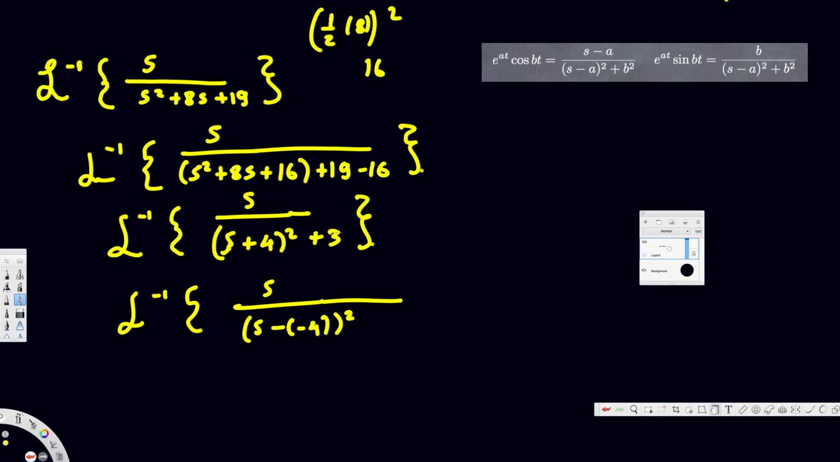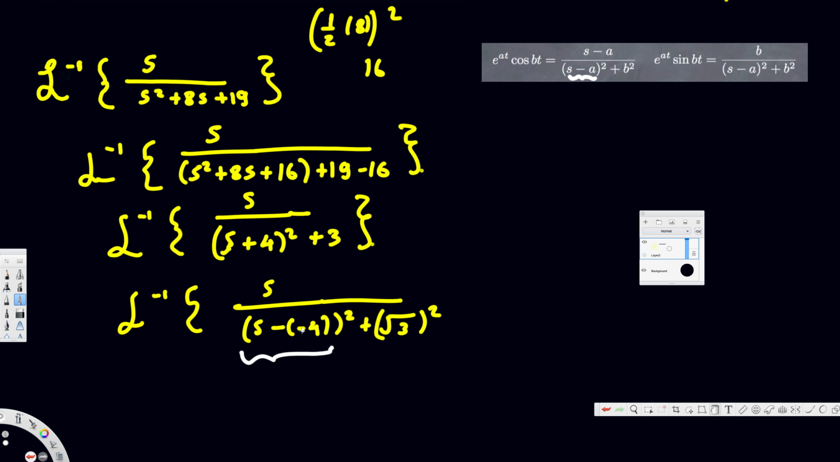But we don't have any square pattern. What we can do is make this one as square root of 3, then square that one. So this is going to be square root of 3 square. And also we had to have s minus a on top. In our case, s minus a is this value, right? If you look at this one, this is s minus a square. So this s minus minus 4 is the s, this value, right?